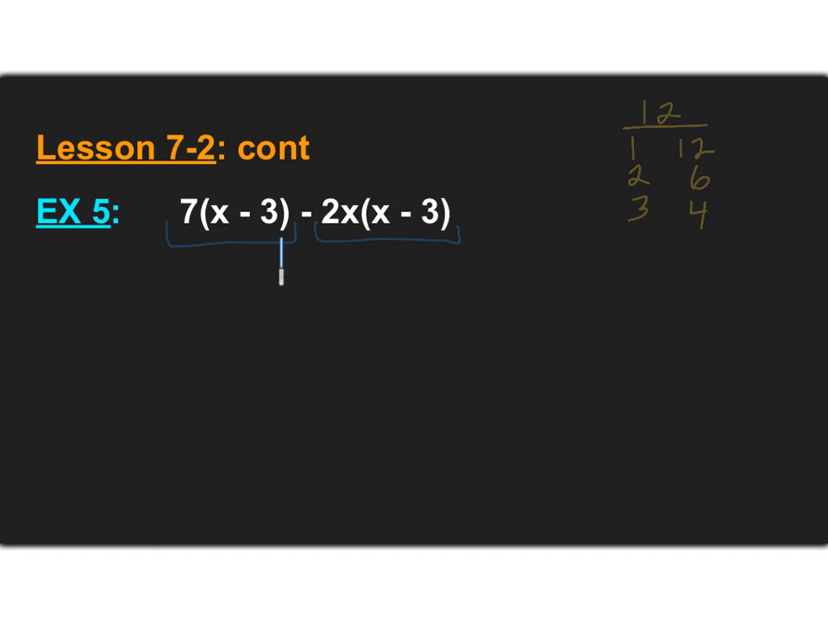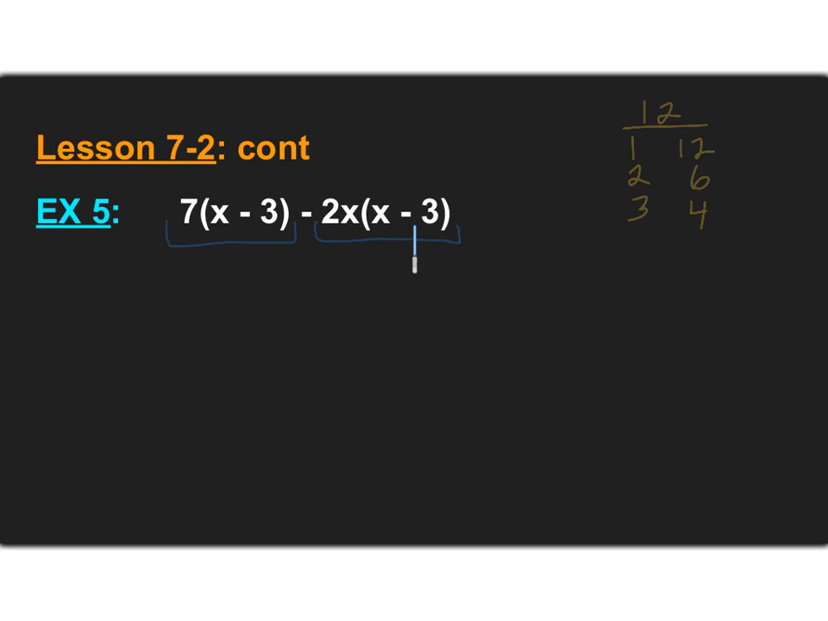So as you look at this term here, we're looking at the things that are being multiplied together. 7 is being multiplied to x minus 3, this whole thing in parentheses. So 7 is a factor of this term, and x minus 3 is a factor of this term. Then come over to the second term. Negative 2 is a factor of this term. x is a factor of this term. And this whole thing, x minus 3, is a factor of this term.